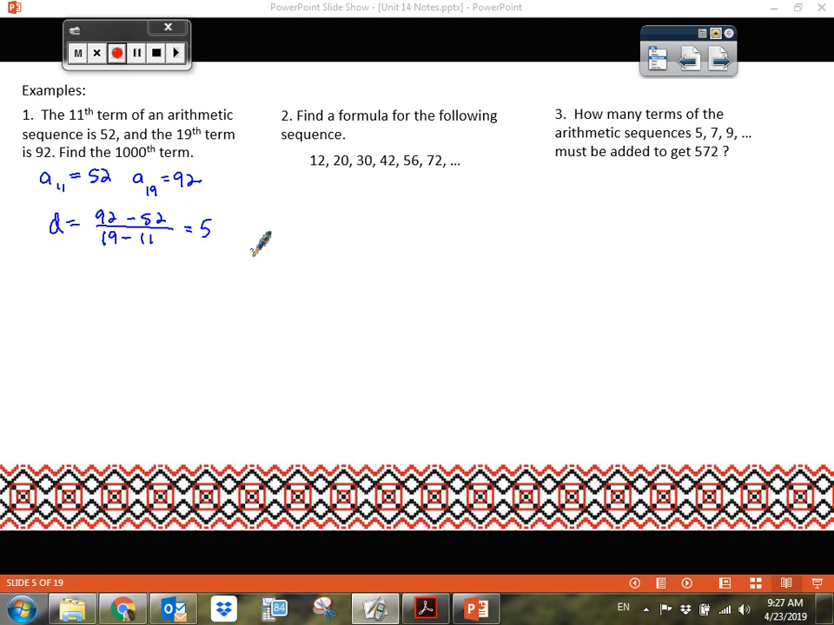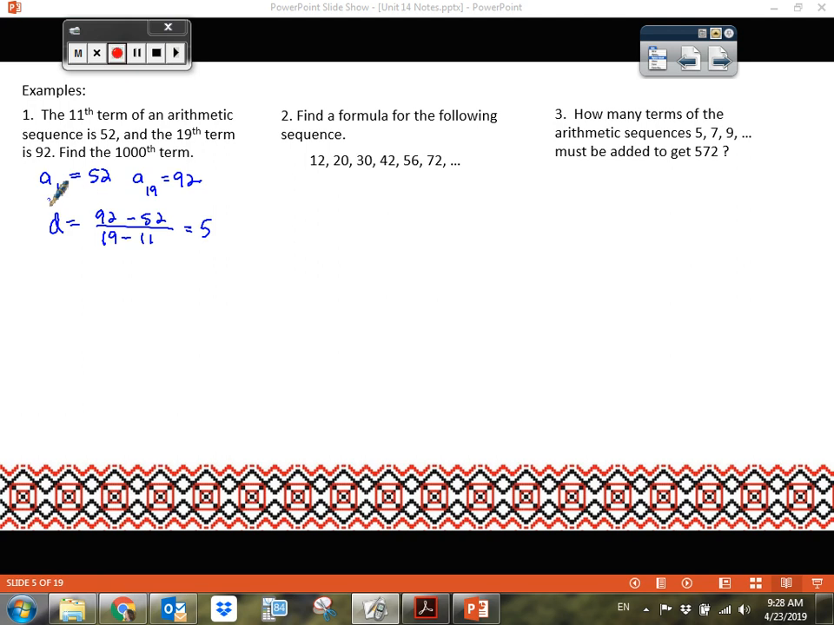So that's an easy little technique for finding the common difference if we have two terms that aren't right next to each other. The other thing we need is the first term, to be able to write our formula. You could do this in your head. You could do 92 minus 5 minus 5, or start here, minus 5 minus 5 minus 5.